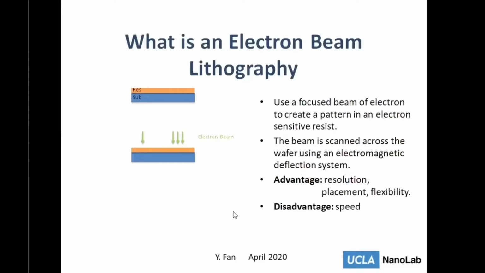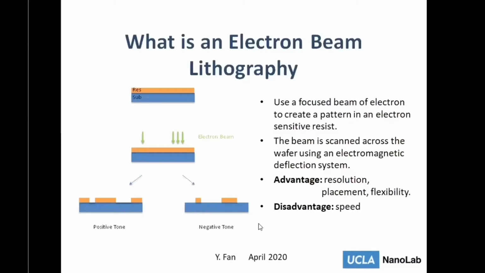I also write it here. After development, depending on the resist, if it is a positive resist, you will get the structure on the left side, and if it is a negative resist, you get the right side one. That's basically the lithography system.